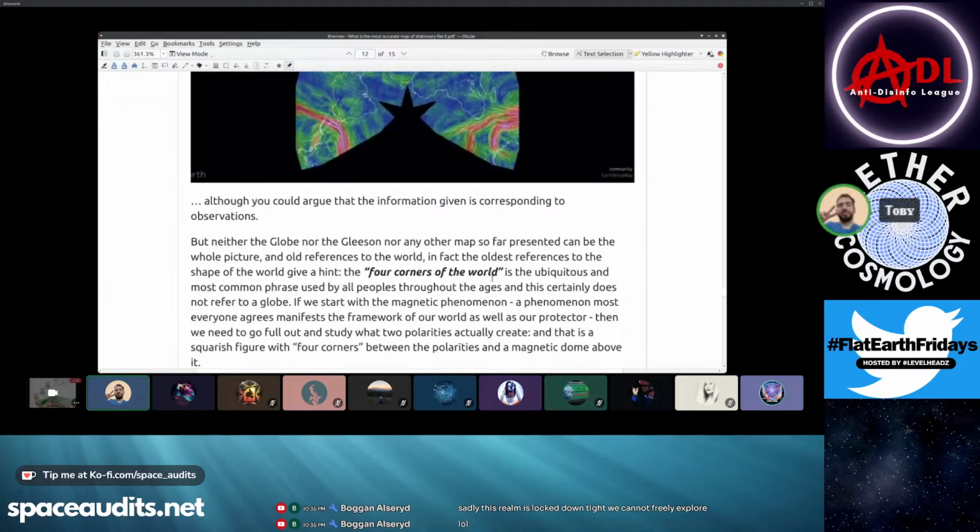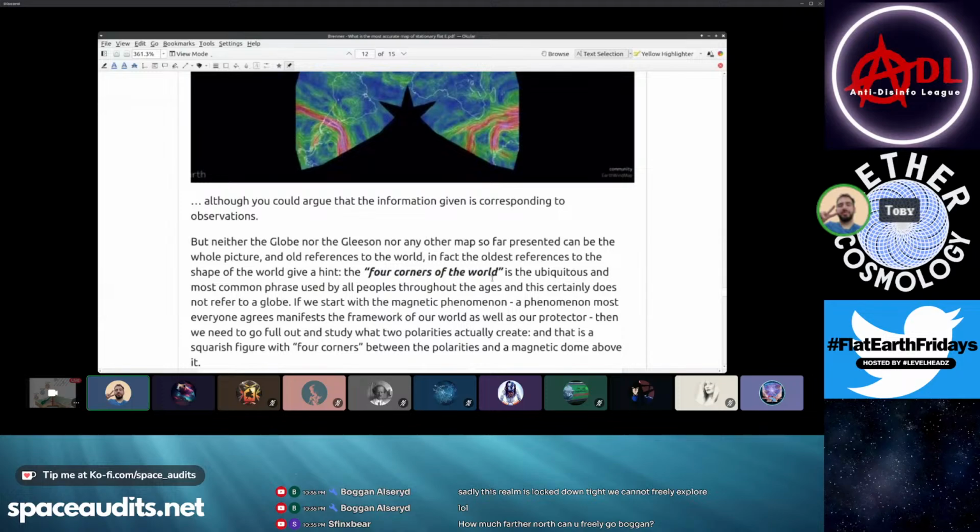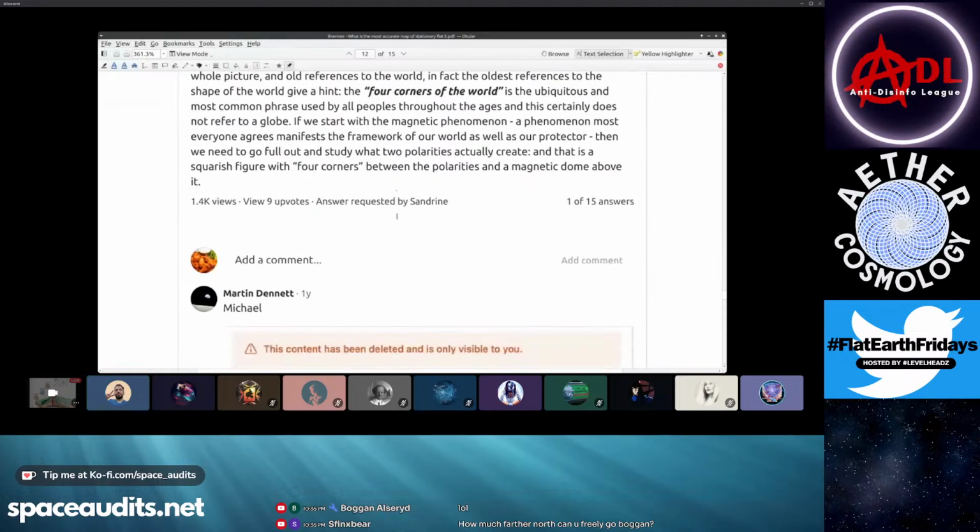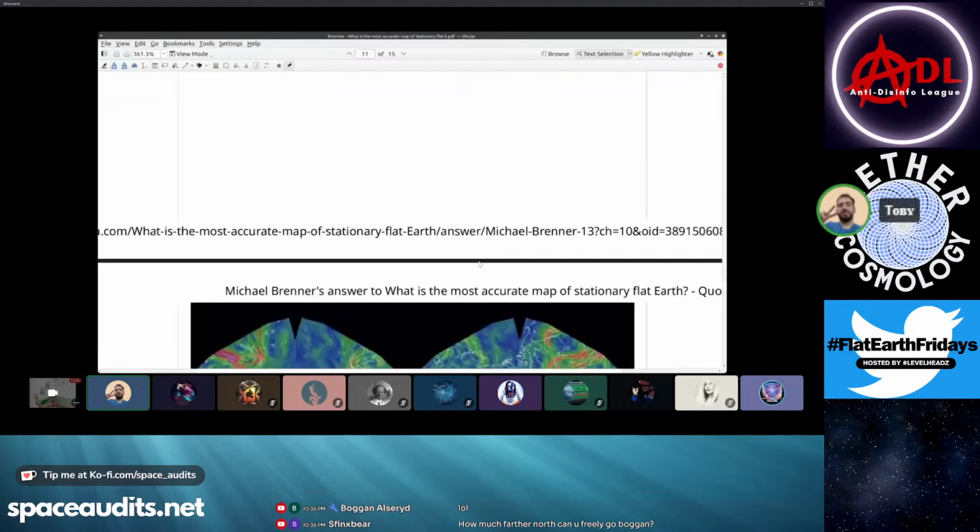then we need to go full out and study what two polarities actually create, and that is a squarish figure with four corners between the polarities and the magnetic dome above it. Boom, there you go.